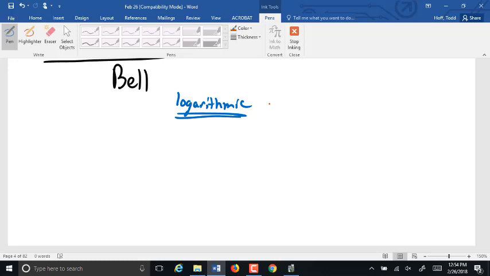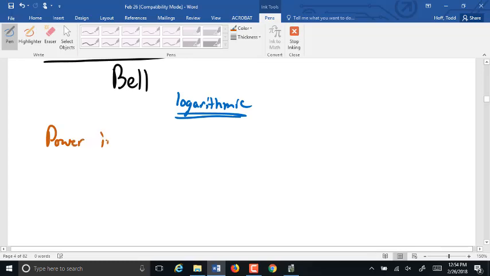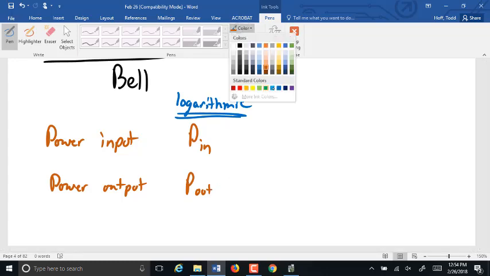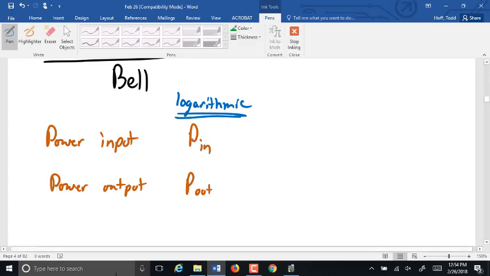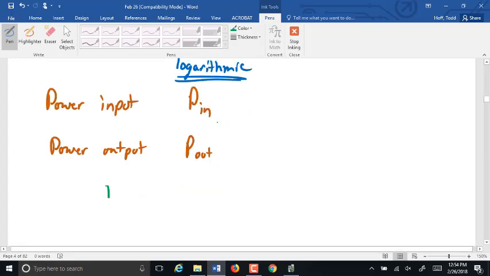So the bel is a ratio of power input, that's the power that is entering a system, that's going to be capital P with a little n, to power output, the actual power that is harnessed and used by the system, so that's P out. So the number of bels in a system, I should say, is equal to the log. Now, if there's no number written here, what base is that log? Base 10 of the output power to the input power.